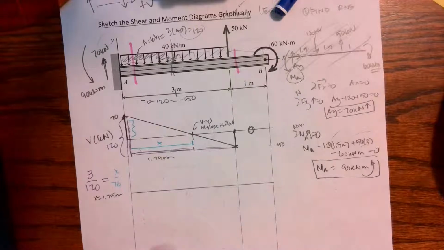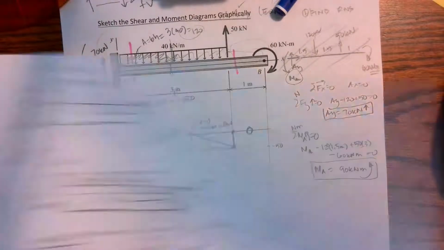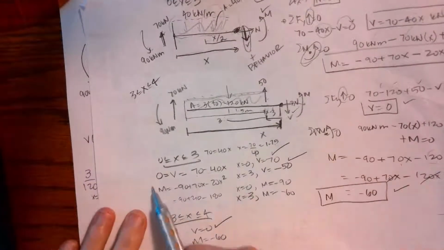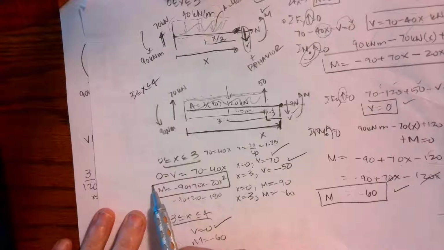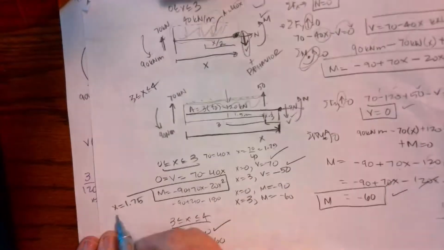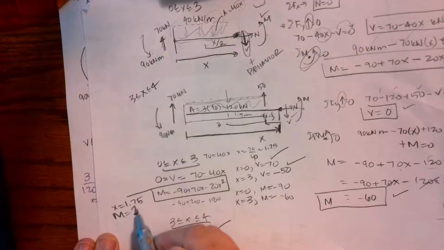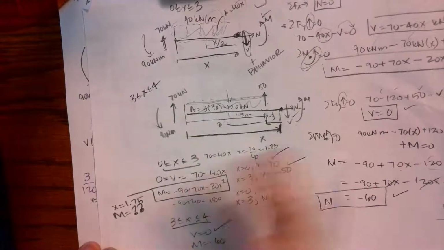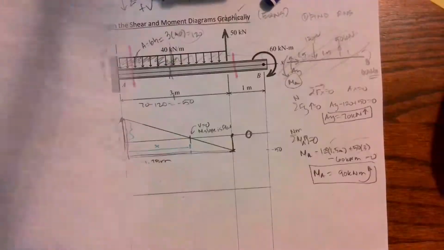Okay, so that means if that's a point that I need to know about, that 1.75 meters, then I need to take my moment diagram and say, well, if X is 1.75 meters, what is my moment? Because that's going to be where I am changing from curve up to curve down. Okay, I'm changing that slope.